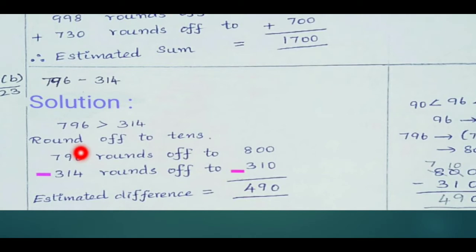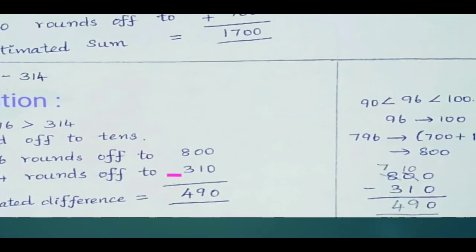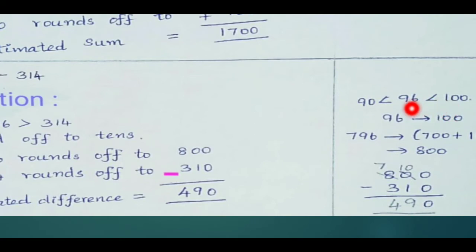Here now I round off to tens. 796 rounds off to 800. Don't think 796 has been rounded off to nearest 100, because we do not change 7. While rounding off, 96 lies between 90 and 100, and 96 is greater than 95, the mid value of 90 and 100. So 96 is rounded off to 100.